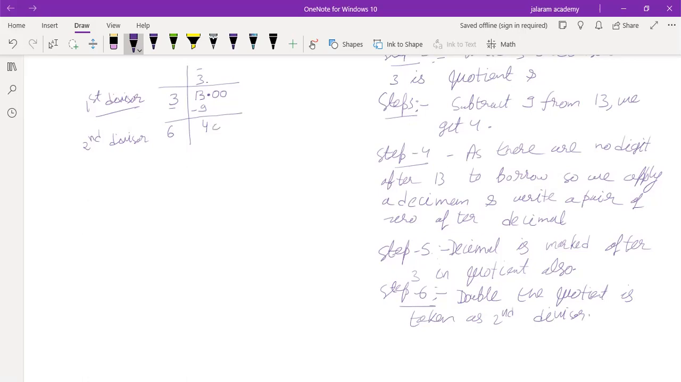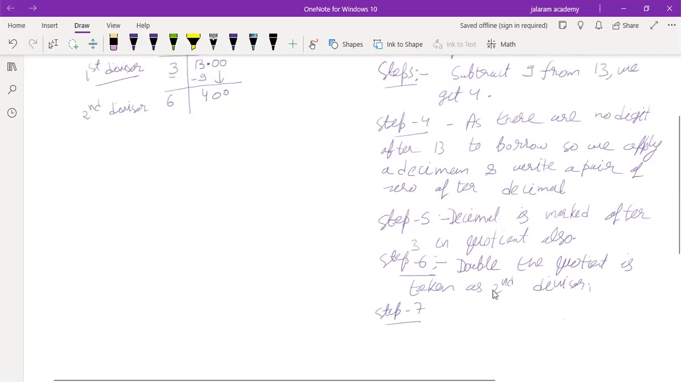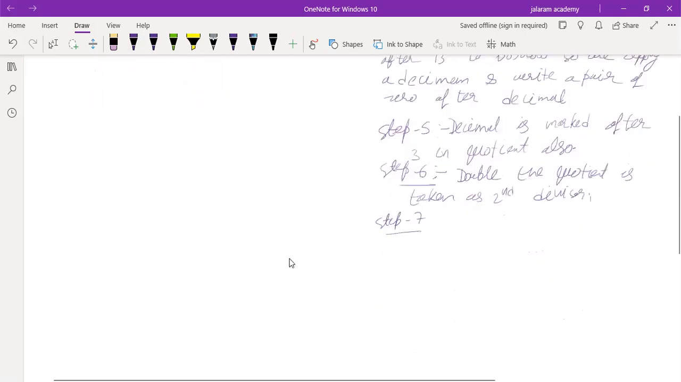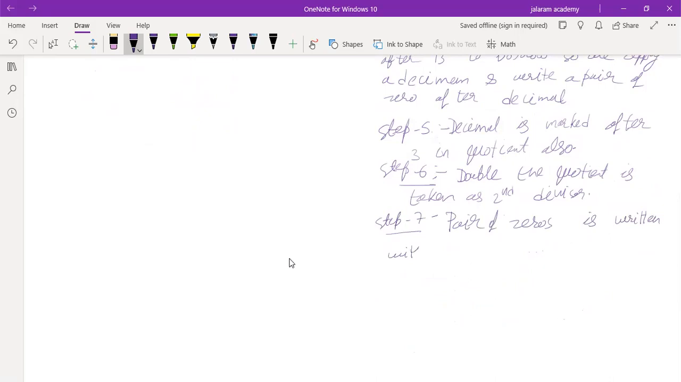Now, two zeros are borrowed. The pair of 0 is written with 4. So it becomes 400.